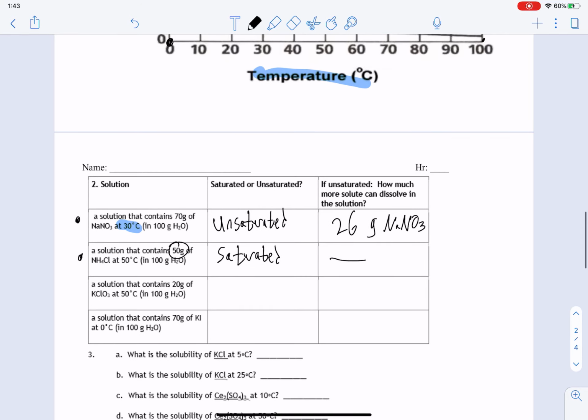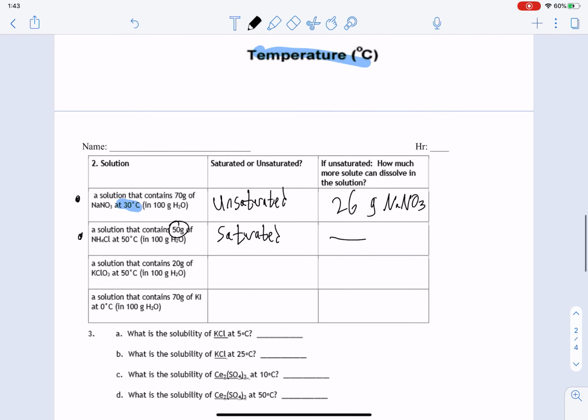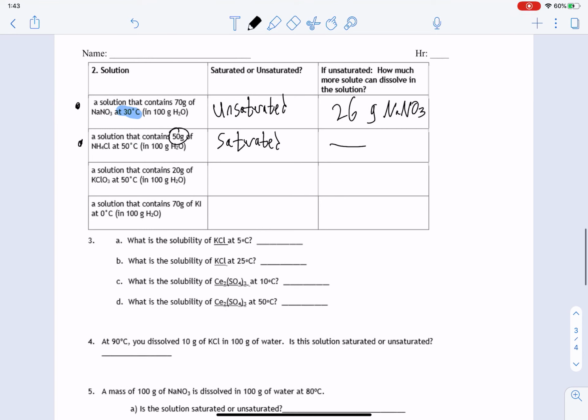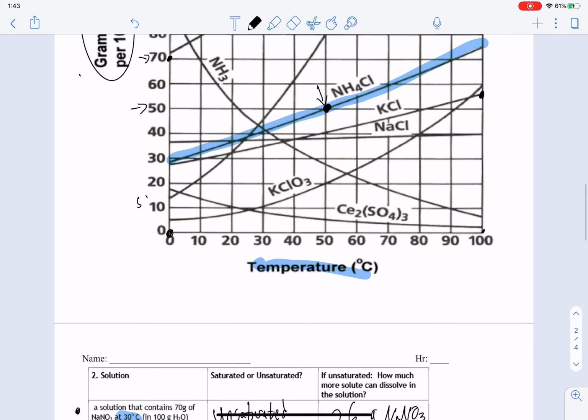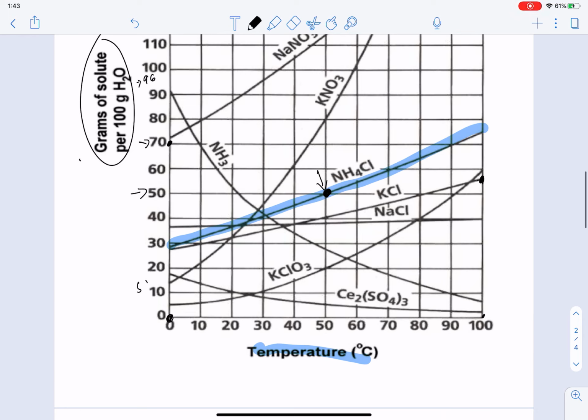All right, so make sure you answer those two on your own. Then a lot of these questions are very similar. You have to just find the solubility at different temperatures. So find the solute, line them up. But what happens if we have, say we're looking at potassium nitrate, and say it's at 30 degrees Celsius, and we put in 70 grams of potassium nitrate.